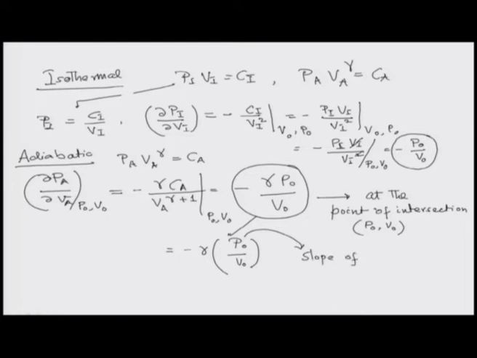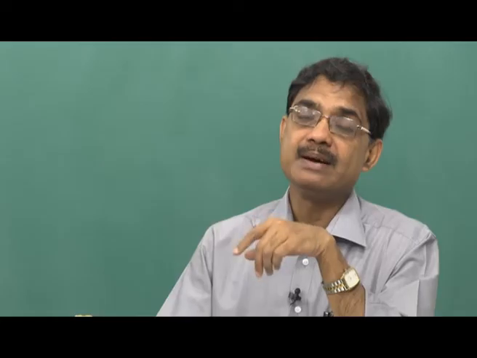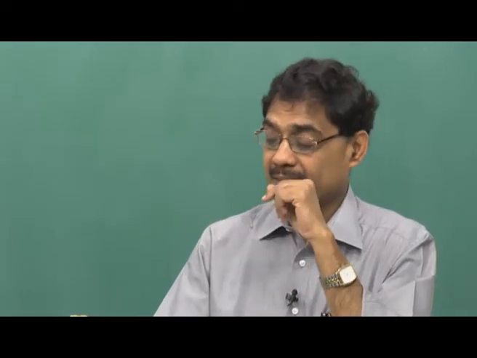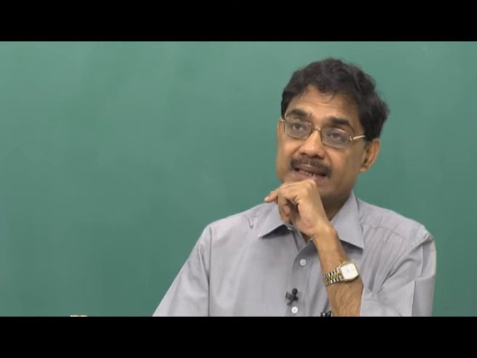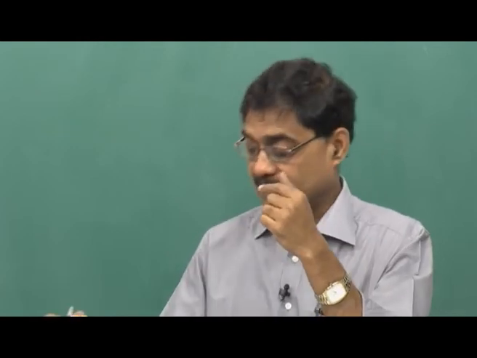which is nothing but gamma times the slope of the isothermal. So, this is the question I posed in the last class. I gave you hints also: calculate the slope. The slope of the adiabatic at the point of intersection is gamma times the slope of the isothermal. That is why I am saying that the adiabatic curve is steeper than the isothermal curve.